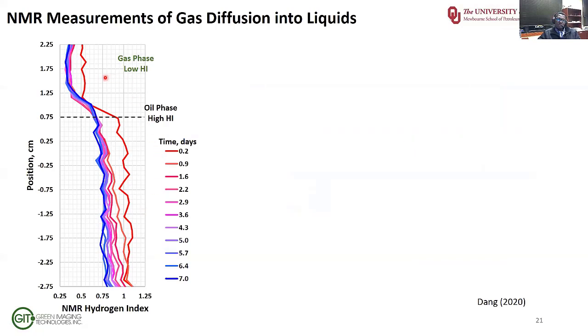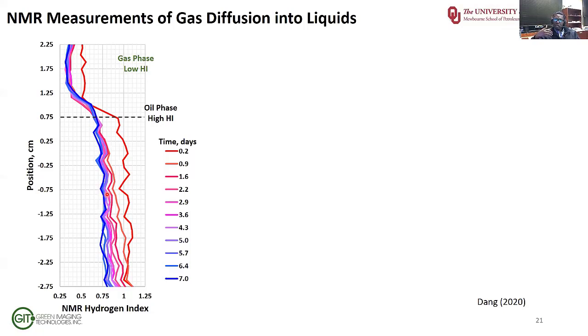So these are actual measurements that we did, where we're looking at methane diffusing into a crude oil as a function of time. If we look at this, we have the gas phase on top over here, and we have the oil phase below the interface over here. So this red line represents our first measurements at about 0.2 days, so on the first day. And we completed our measurements after 7 days. This will be this dark blue line. And so what we see is that the hydrogen index has reduced quite a bit in the oil phase as a function of time, and that makes sense, right?